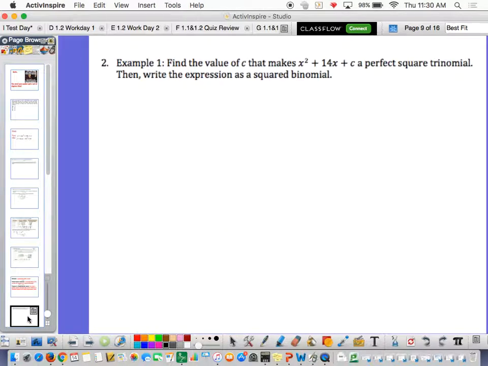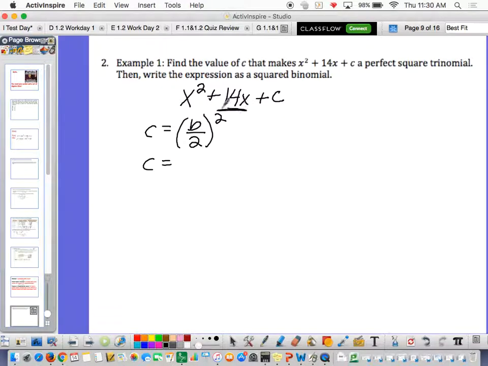Okay, here we go. Example 1. Find the value of C that makes x squared plus 14x plus c a perfect square trinomial, and then write the expression as a squared binomial. Okay, so we start with x squared plus 14x plus c. We know, because we just talked about it, that c is b over 2 squared. All right, so the b value is 14. We take 14, we divide it by 2, and we square it. 14 over 2 is 7.